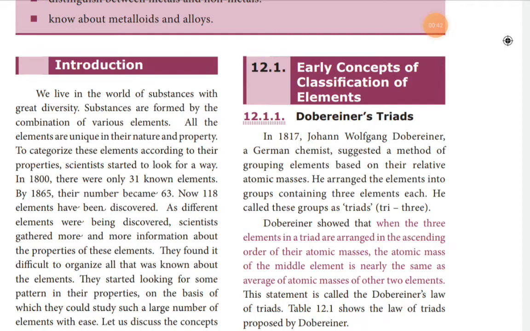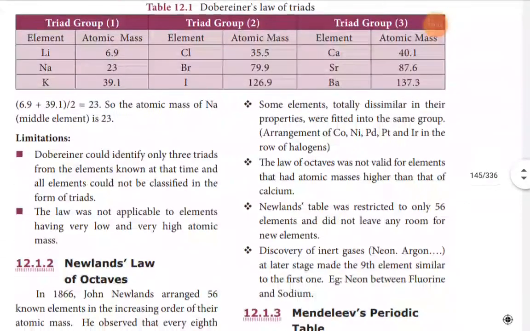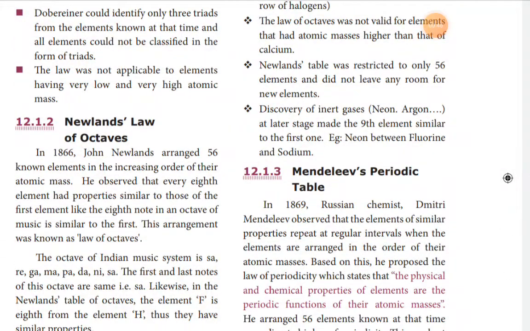Next one, Newlands' law of octaves. John Newlands arranged 56 known elements in the increasing order of their atomic mass. So he grouped them 8 by 8, 8 elements in a group. That's why this way of classification is called Newlands' law of octaves.